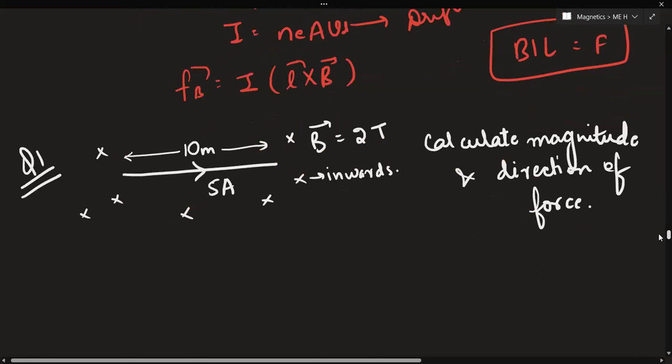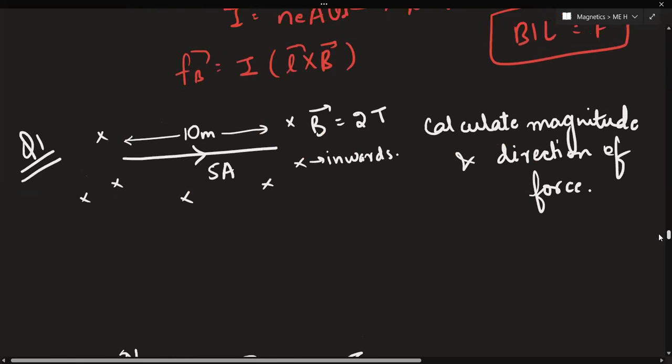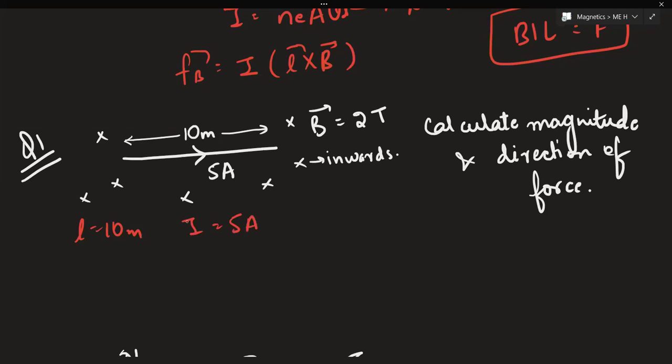See, this question says 5 ampere of current is flowing. Length is 10 meters. Magnetic field is 2 Tesla, and it is showing the magnetic field is inwards. You have to tell the magnitude and direction of force. So magnitude will be what? The length of the conductor is 10 meters, current is 5 amperes, and magnetic field is 2 Tesla.